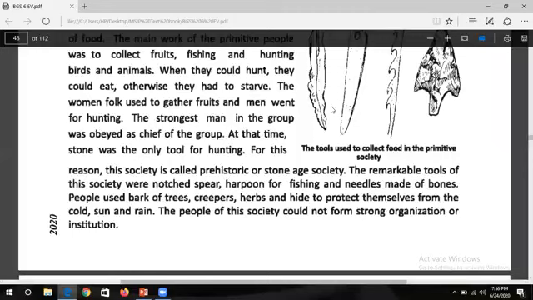For this reason, this society is called prehistoric or Stone Age society. The remarkable tools of this society were nets, spears, harpoons for fishing, and needles made of bones. In the very primitive society, man used the bones of animals, bones of various beasts, for hunting food. People used bark of trees, creepers, herbs, and hide to protect themselves from the cold, sun, and rain. The people of this society could not form strong organizations or institutions.